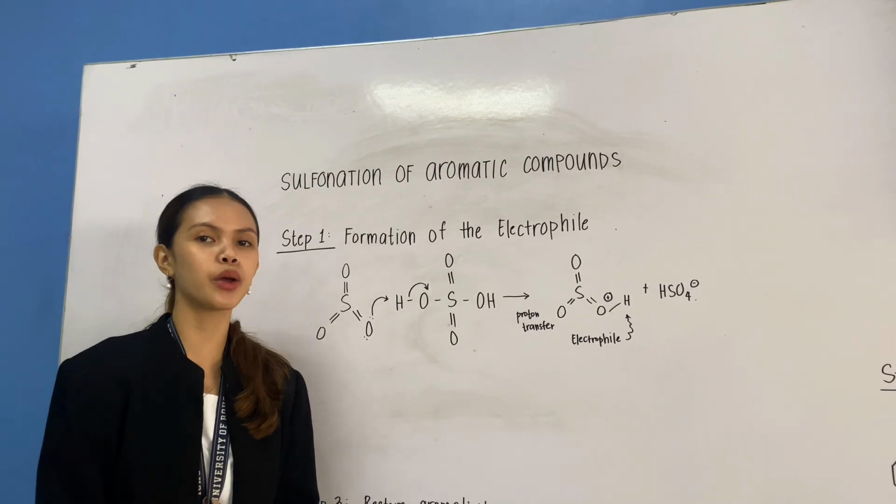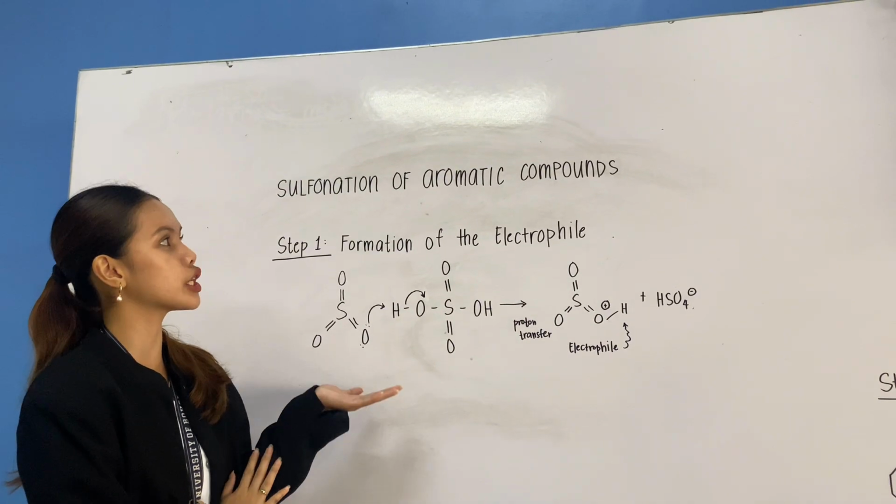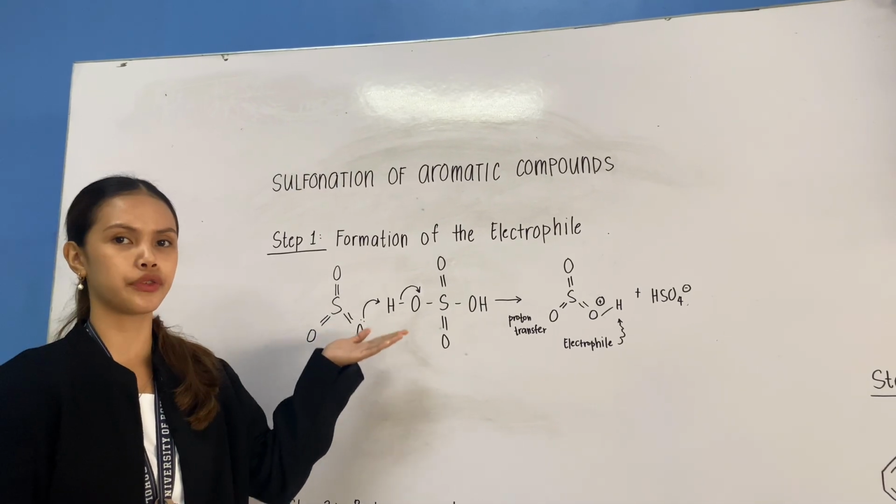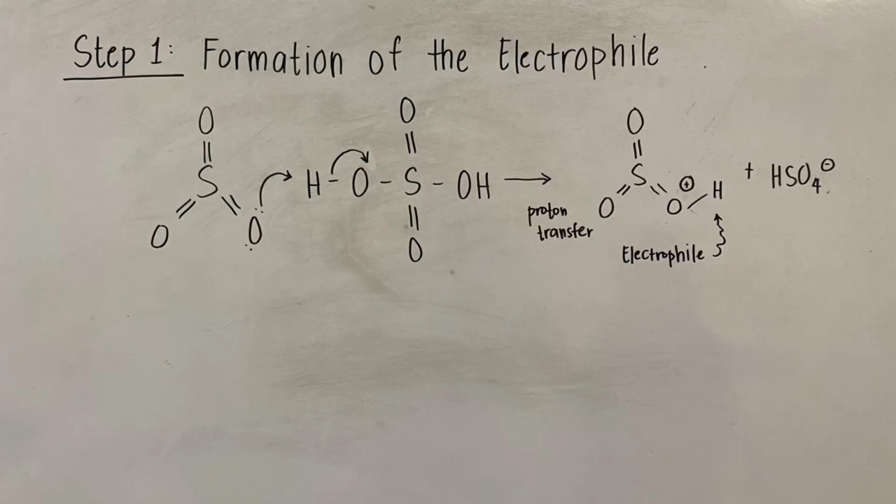So this time, I will now discuss the steps of sulfonation of aromatic compounds. So step 1, formation of the electrophile. In this reaction, we are going to treat our aromatic molecule with fuming sulfuric acid, which is a solution of SO3 in concentrated sulfuric acid. This mixture is a thick, viscous, yellow-brown liquid, and because of its consistency and how it looks, it is sometimes called oleum.